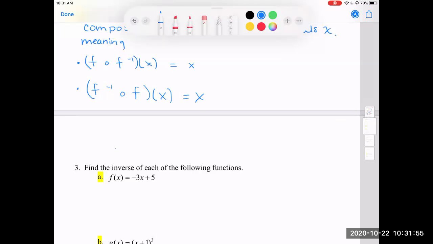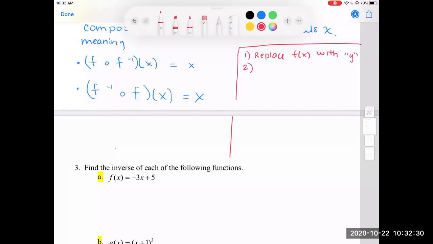3a, find the inverse of each of the following functions. For a, we have f of x equals negative 3x plus 5. Okay, well, we have a set of steps that we can follow to find the inverse. Our first step is to change your f of x to a y. So replace f of x with a y.